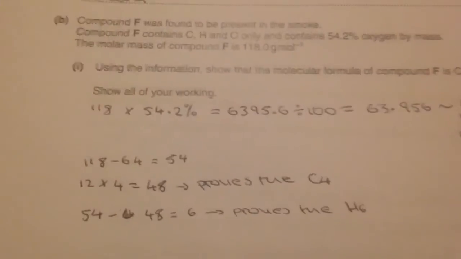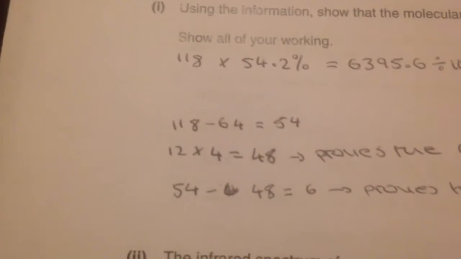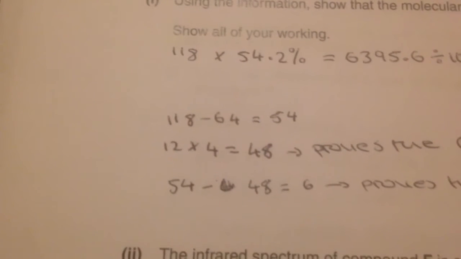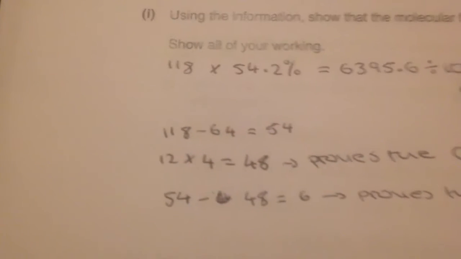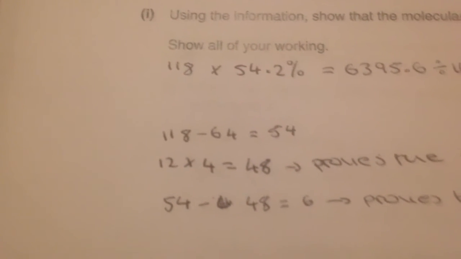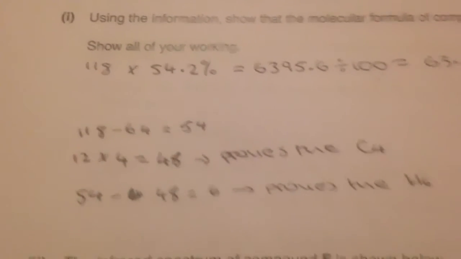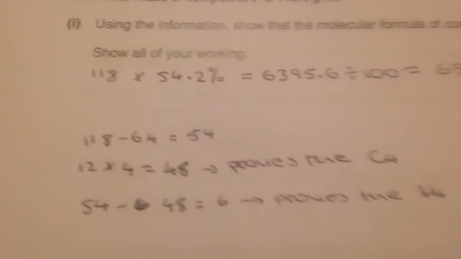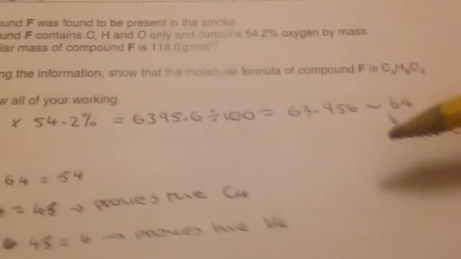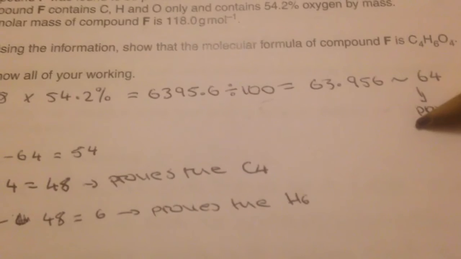So there's 4 oxygens. To work out how many carbons and how many hydrogens there are, you take away 64 from 118 to give you 54, and you know that the relative atomic mass of carbon is 12, so you times 12 by 4, and that gives you 48, and that proves the number of carbon atoms, so C4. And to find out how many hydrogens there are, you take away 48 from 54 to give you 6, so that gives you H6, and that's how you work out the molecular formula of compound F, C4H6O4.